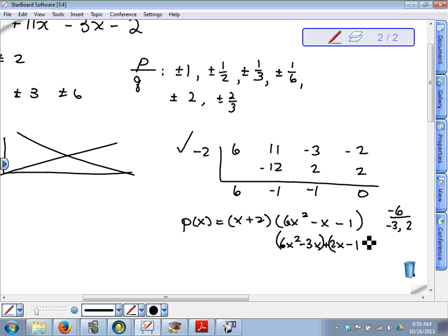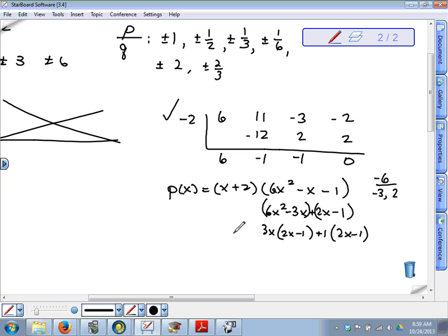If you factor now by grouping, you can factor out a 3x, and that leaves you with a 2x minus 1. From this second group, there's nothing to factor out save a plus 1, so you factor out a plus 1, that leaves you with 2x minus 1. That means it factors into 2x minus 1 times 3x plus 1. Which means your two zeros are x equals 1/2 and x equals -1/3.